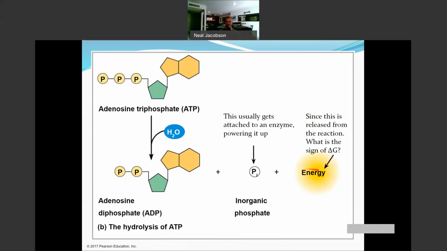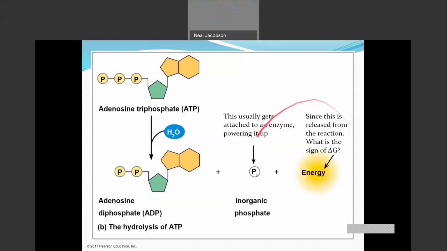So, quick question. Since energy is released from the hydrolysis of ATP, right? Since energy is released from that, what would be the sign of delta G of this reaction? It would be negative, right? Because we lost free energy. We had more free energy here, right? Free energy of 10. After we release this free energy, we have free energy of 5. So 5 minus 10 is negative. So we lost free energy. Free energy was released. It's an exergonic reaction. Okay.